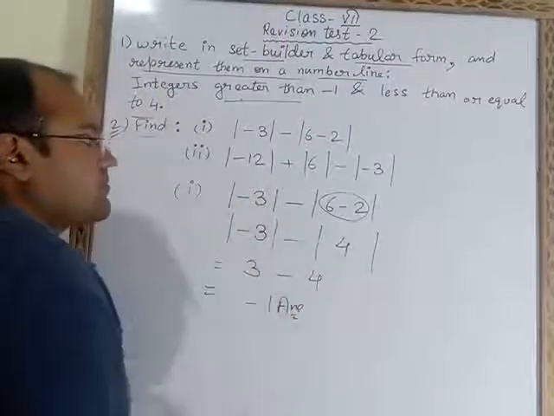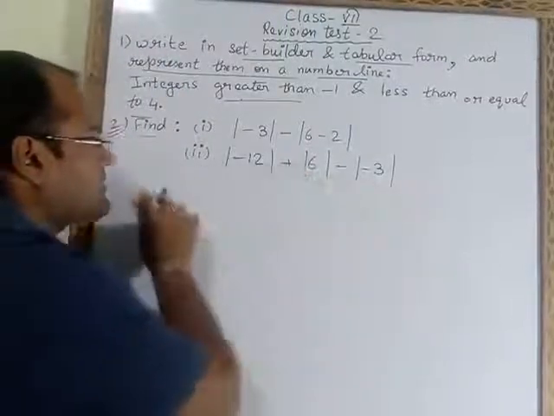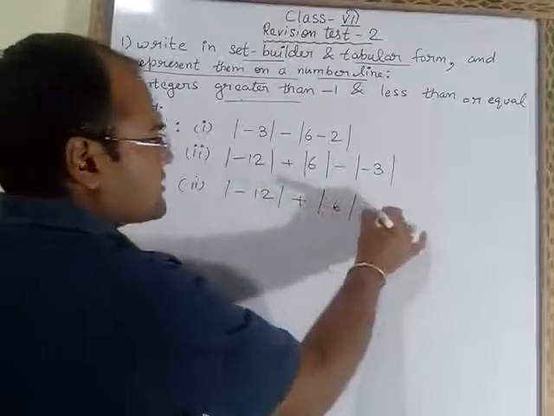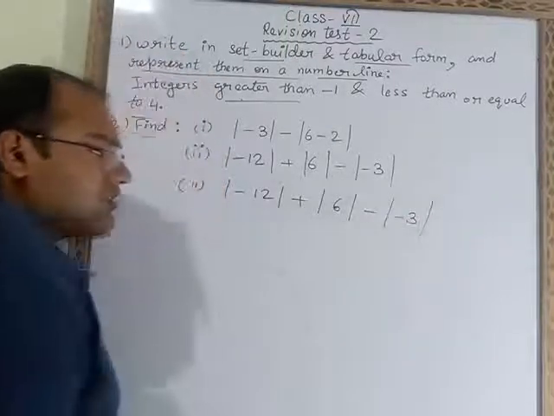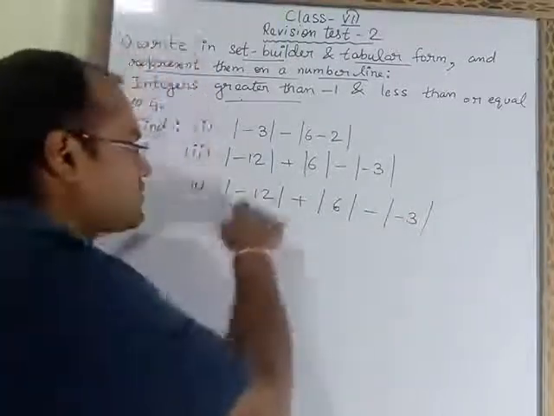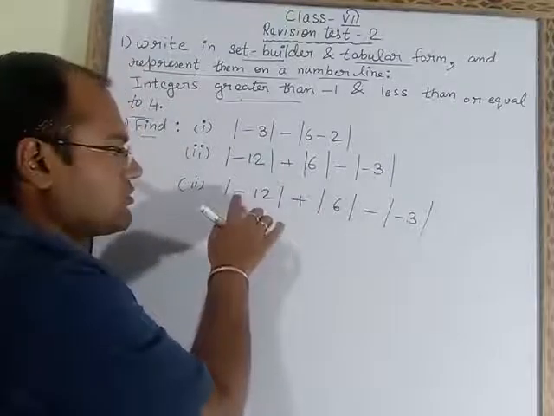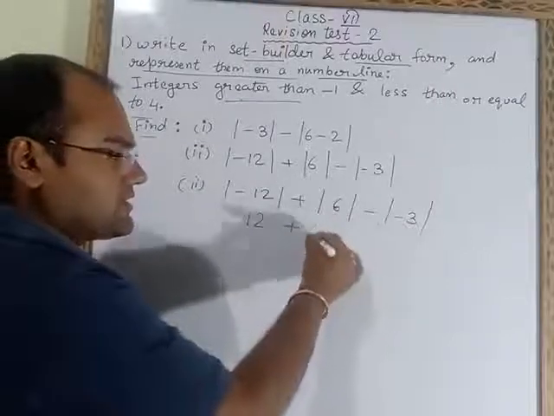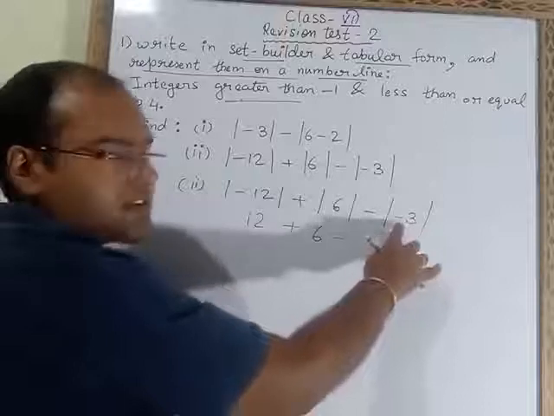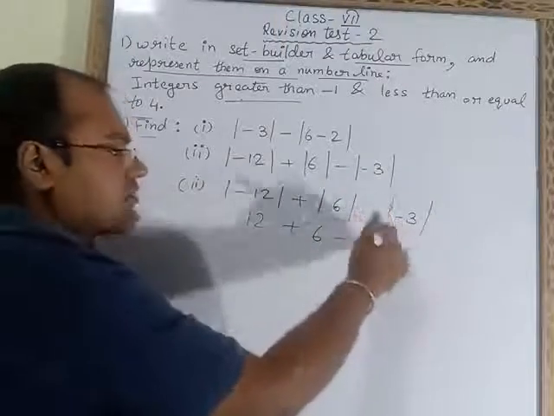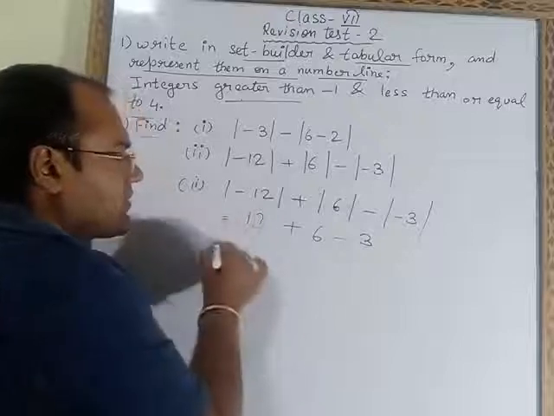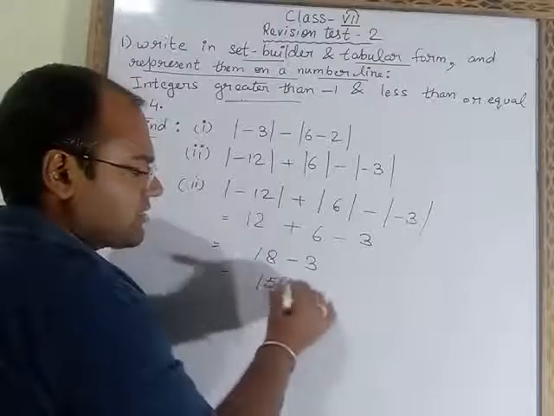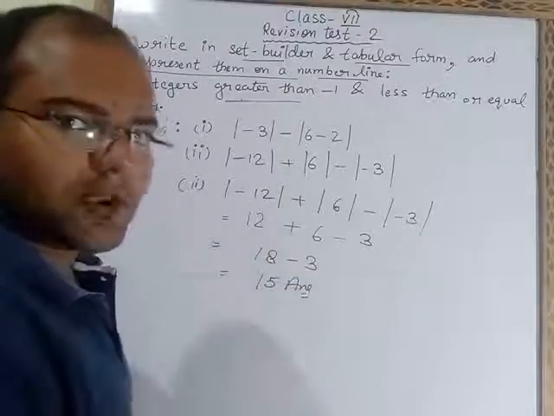Now second part. Second part is absolute of -12 plus absolute of 6 minus absolute of -3. So what you have to do here? We have to remove the absolute sign. Absolute -12 is there. When we remove this absolute sign, the minus also gets removed. So the answer will be 12 plus absolute of 6 will be 6 minus absolute of -3. Inside the absolute a minus sign is coming, so remove this minus sign and write 3. Now 12 plus 6 answer will be 18 minus 3. On subtracting these two the answer will be 15. So like this you have to do question number second.